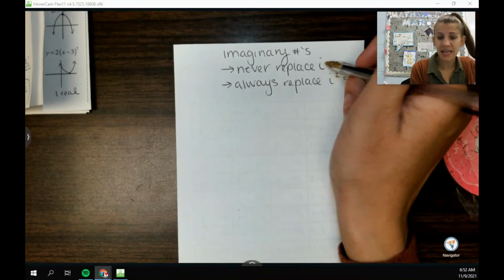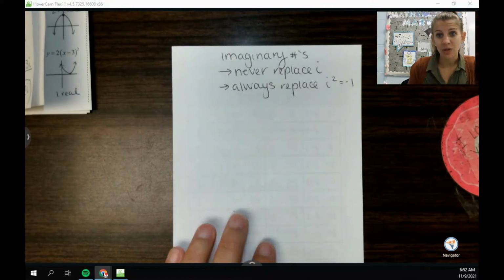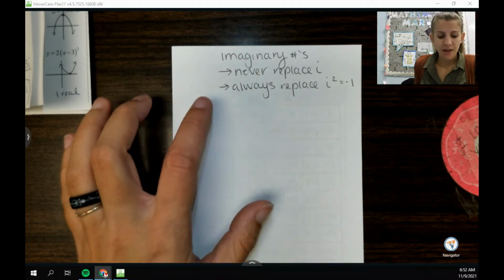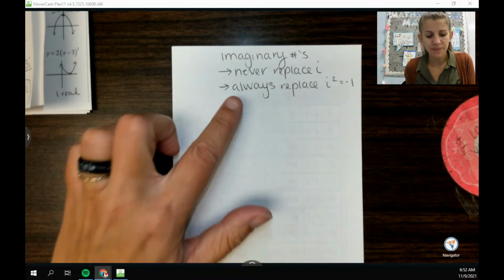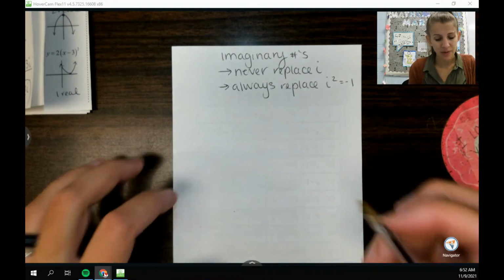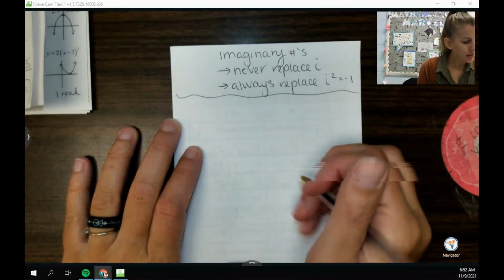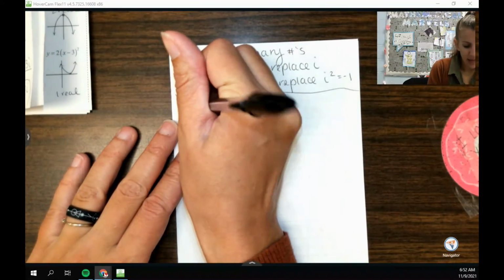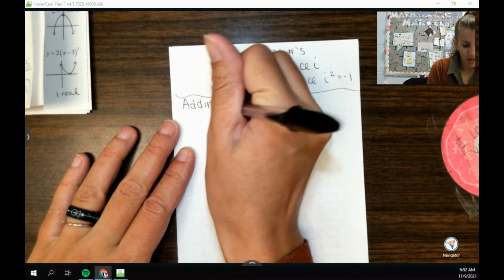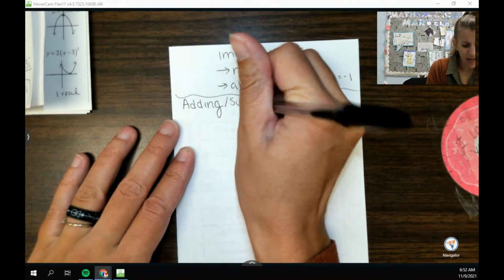If I see an i, we're always going to leave it. We shouldn't replace it with the square root of negative 1, but I should always replace i squared with negative 1. Okay, so the big things when messing with imaginary numbers is just adding and subtracting.